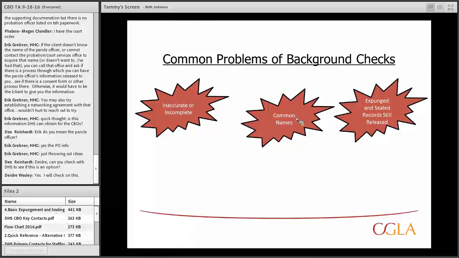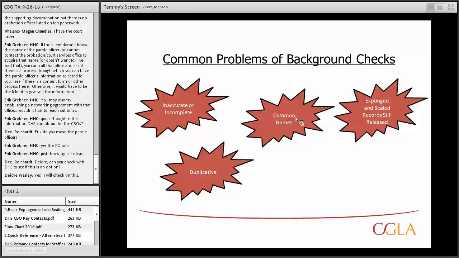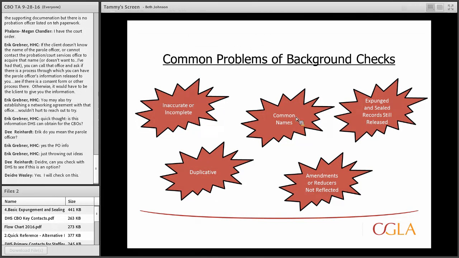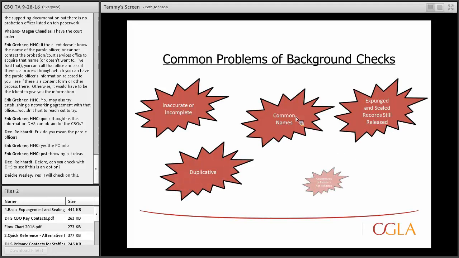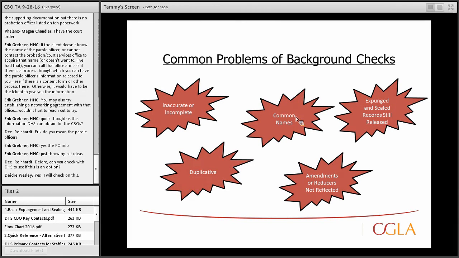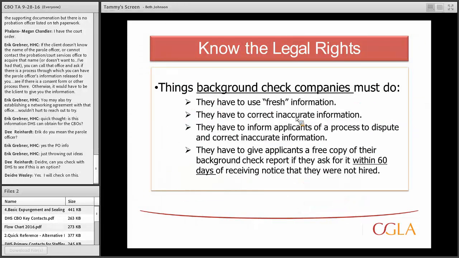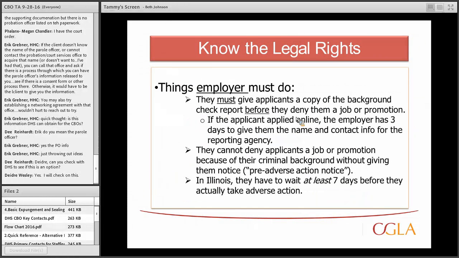Expunged and sealed records can still be released by bad background check companies. They can be duplicative, meaning they list the same arrest multiple times over and over, so it looks like you have 100 million cases when you only had one. And amendments or reductions are not reflected. So yeah, I might have been charged with burglary, a felony, but it was amended to a misdemeanor trespass. The background check says it's a burglary still, right? So the reason that this law exists is you're allowed to check the accuracy of the record because of all these problems that exist. They have to have fresh information. So these are just things that, again, you can go back and review.